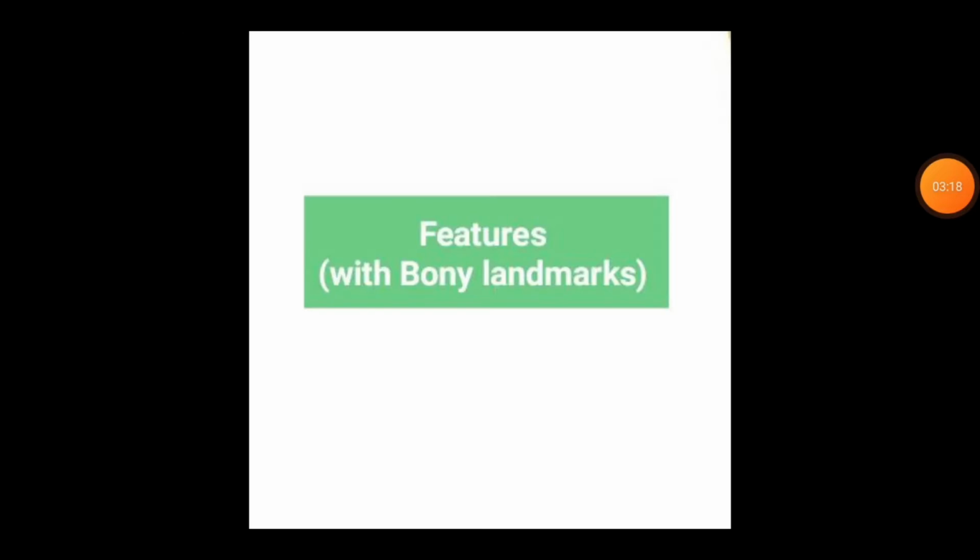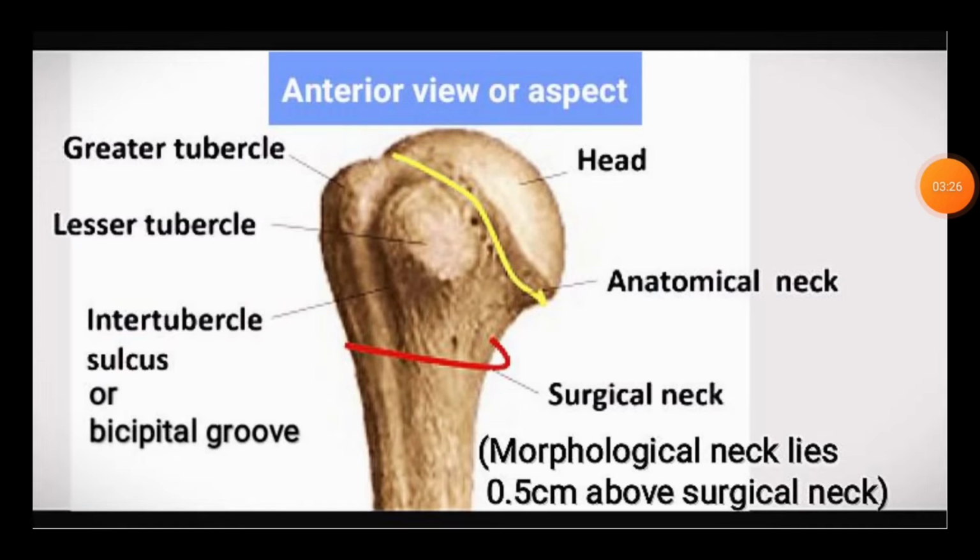Now talking about the features of the humerus with bony landmarks. At first, the upper end. This is the anterior view of the upper end of the humerus. The head is directed medially, backwards and upwards. It articulates with the glenoid cavity of the scapula to form the shoulder joint. The head forms about one-third of a sphere and is much larger than the glenoid cavity.